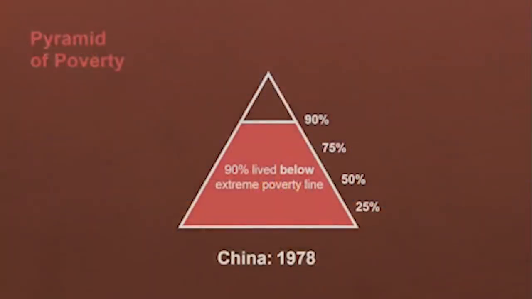So 90%. 2018, what does that pyramid look like? What percentage today? Take a guess. Less than $2 a day in China today.